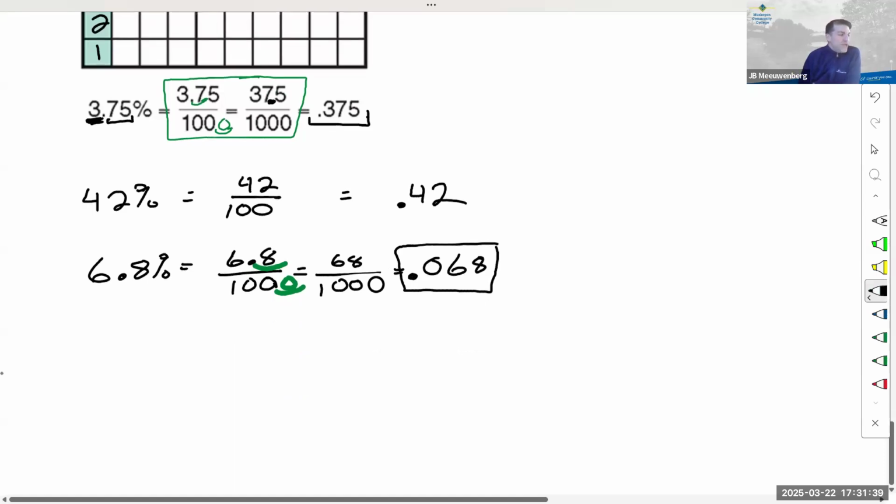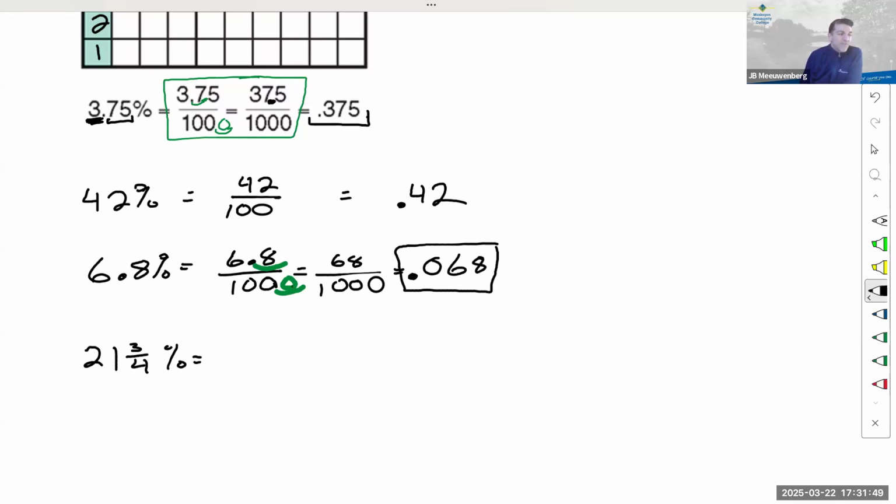So the next one I'd like you to try is this. 21 3/4%. See if you can figure out what that would look like as its fraction form, just one complete fraction, and then as a decimal number as well. There are a few different ways you could do this appropriately.